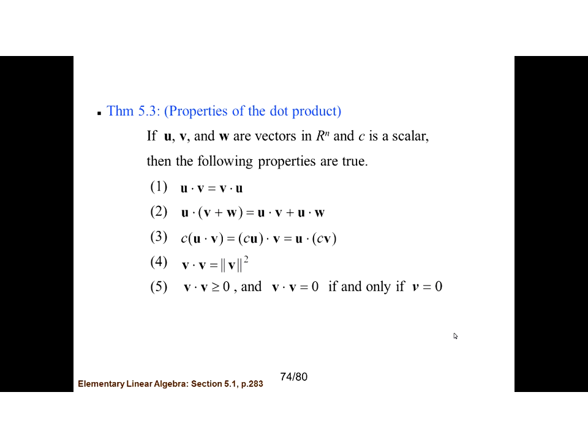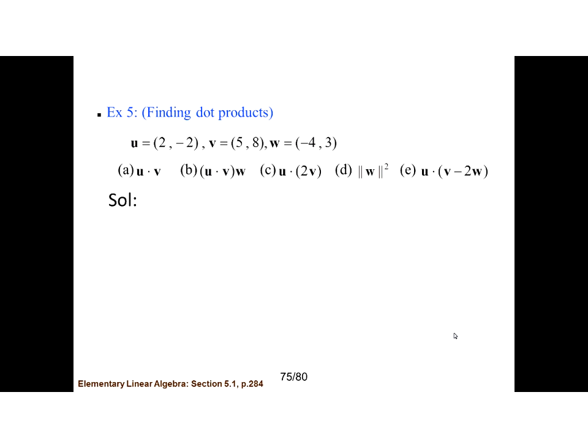And similarly, properties of the dot product. If u, v and w are vectors in R^n and c is a scalar, then the following properties are true. u dot v is equal to v dot u, and u dot (v plus w) is equal to this. These are some properties of the dot product. So c(u dot v) is equal to (cu) dot v, or you can write this, or you can write this. So all the things are correct.